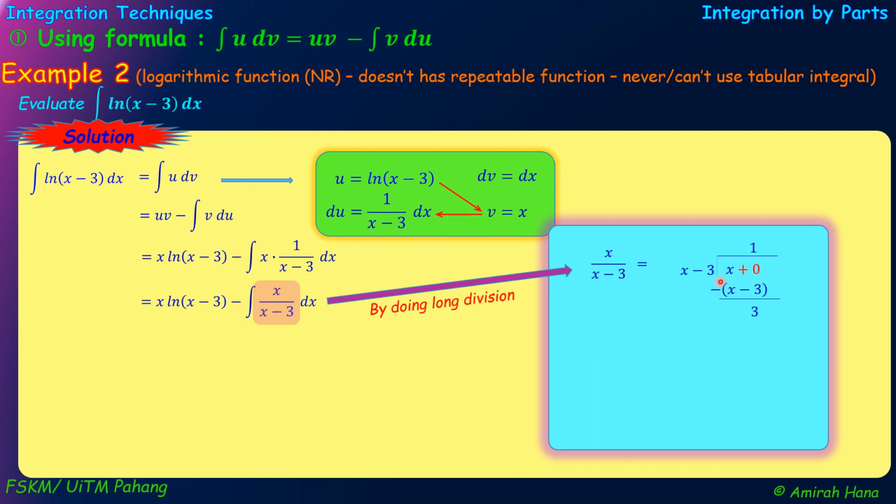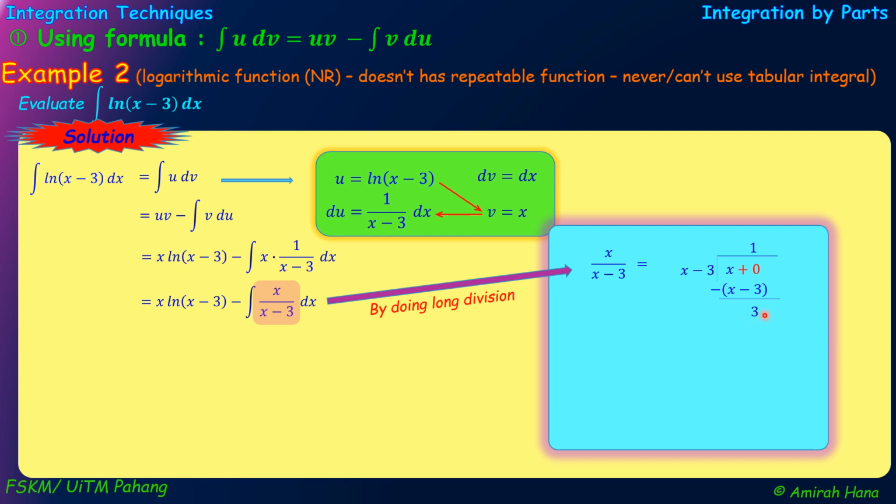Okay, and then from here, x times 1 equals x, and then minus 3 times 1 equals minus 3. To avoid error, we must put a bracket and the minus sign outside here. So now, x minus x equals 0, no need to write. 0 minus minus 3 equals positive 3.